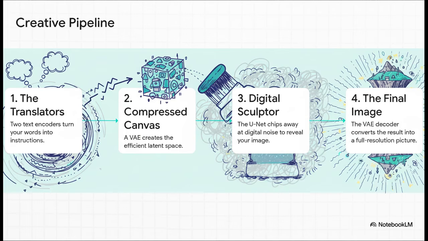It starts with just a block of pure digital static, pure noise, kind of like a sculptor starts with a block of marble. And then, guided by your prompt, it carefully chips away at that noise to reveal your image. Finally, step 4, you get the final picture. The VAE decoder acts like that projector, scaling up that little masterpiece into your final, big, beautiful image.